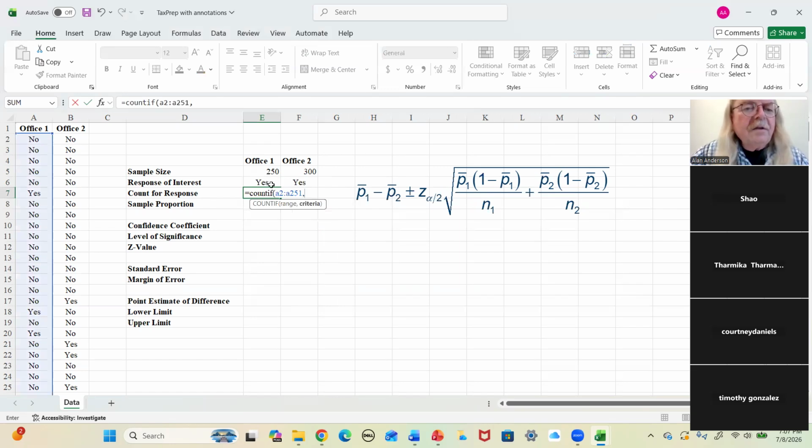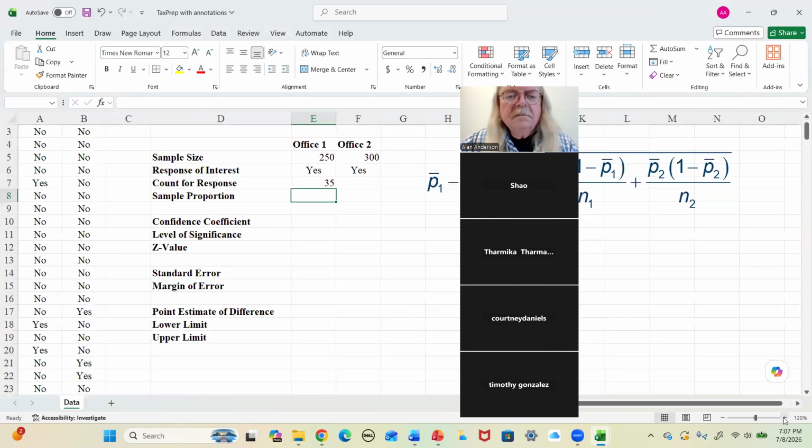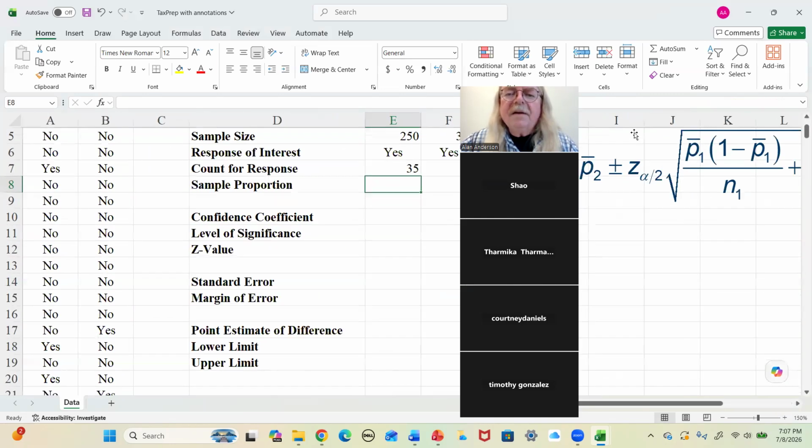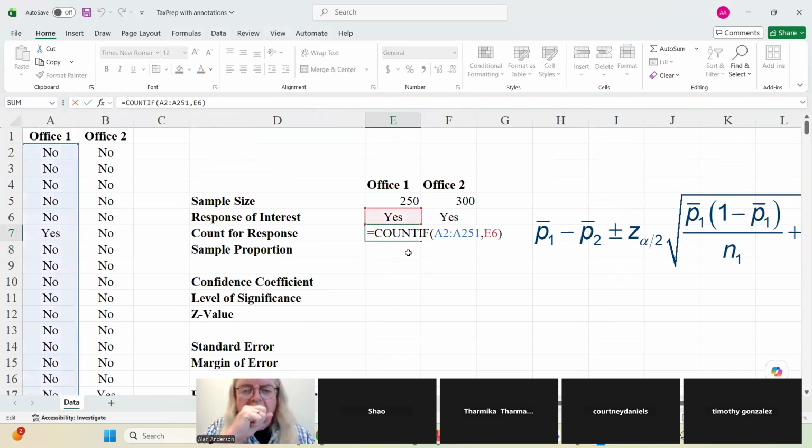So actually, let me make this a little bigger so you can see it. Yeah, that's better. So in other words, count if, meaning go through the entire column, and if and only if you find yes, which I'm showing you in cell E6, count it. Otherwise, don't.